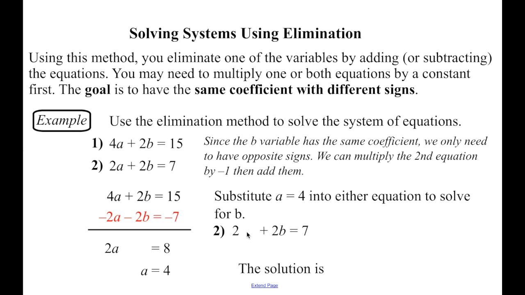So I went ahead and used our second equation, equation 2, where it says 2 times a. Now instead of a, I'm going to replace that with the value 4 since a is equal to 4. And then I get 8 plus 2b equals 7. And subtracting 8 from both sides, I get 2b is equal to -1. So b is -1/2. So this time the solution to our system is 4, -1/2.